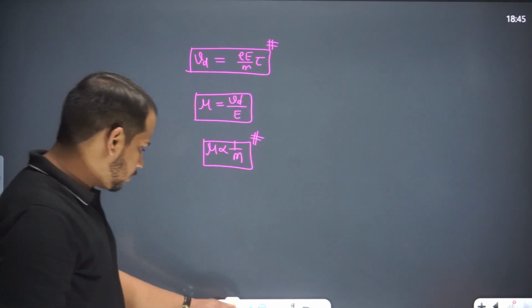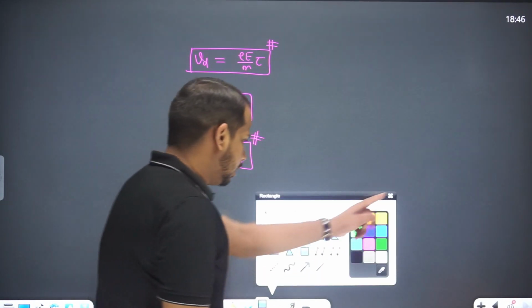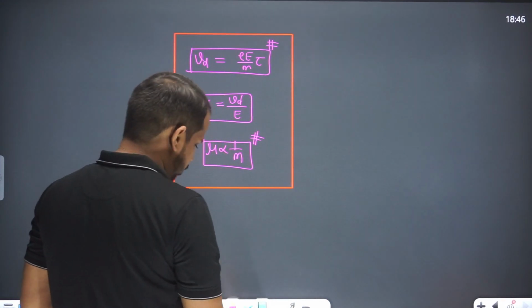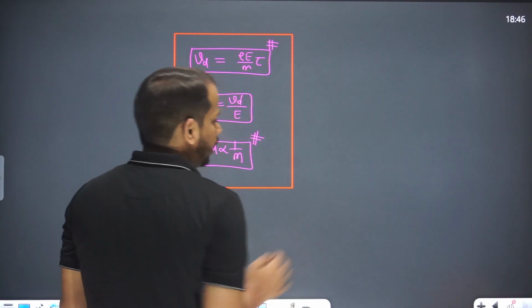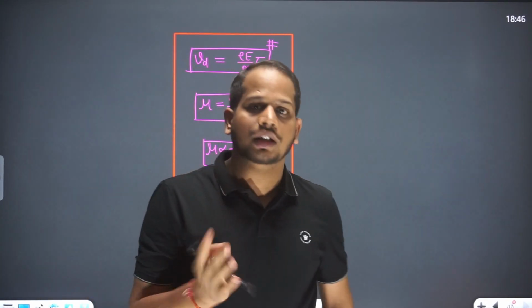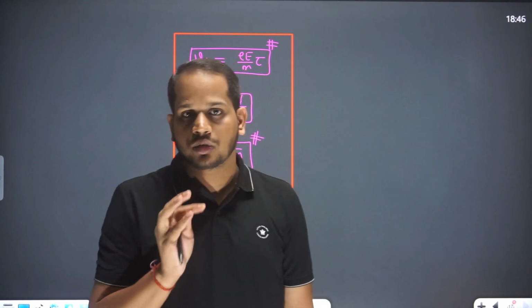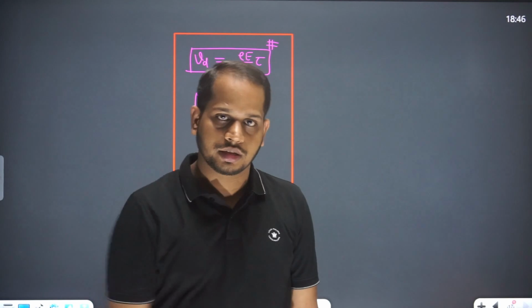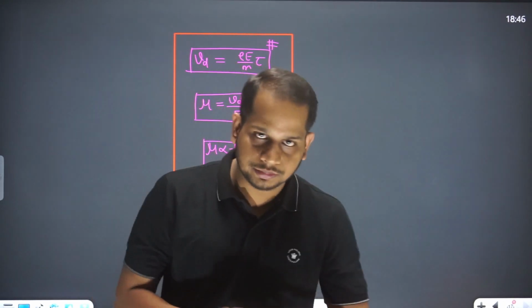Okay. So this is what we have done for the day. In the next lecture, I will start a concept called the relation between drift velocity, current density, as well as the current. So in the next lecture, we will start Ohm's law and the relation between drift velocity, current, and current density. Okay? Bye bye.